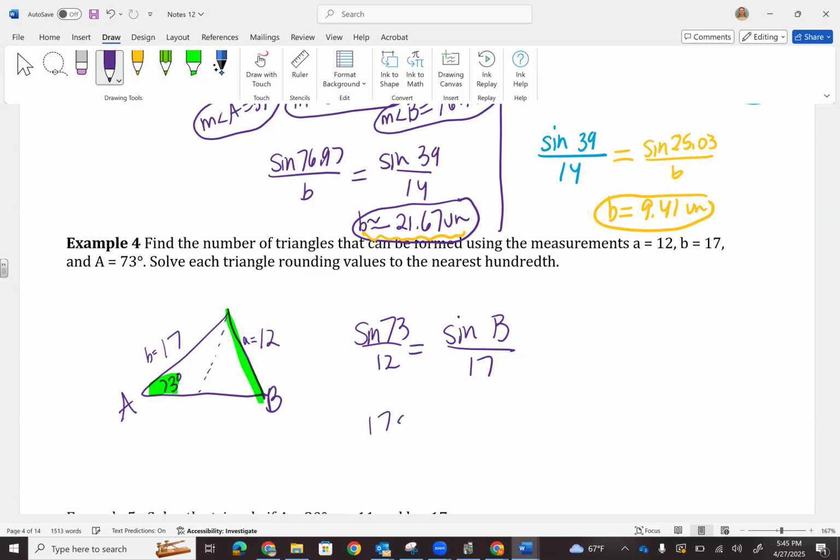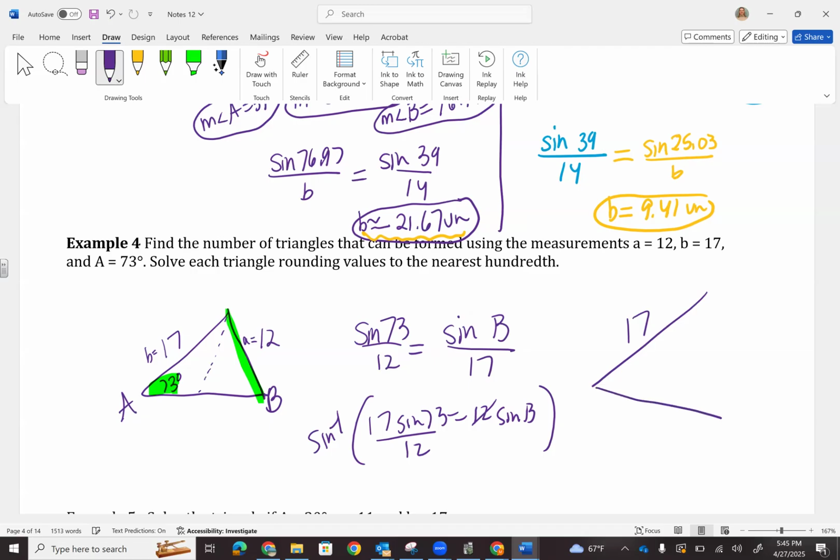We're going to get 17 sine of 73 equals 12 sine of B. Divide both sides by 12. And then to get rid of the word sine, you're going to do inverse sine. If you put that in a calculator, you're going to get an error. What does that mean? The 12 is too short. If you drew it to scale, you would notice this was 17, this was 73 degrees, and this 12 would not connect. It'd be just swinging free in the breeze. It's not going to actually connect. There is no triangle.